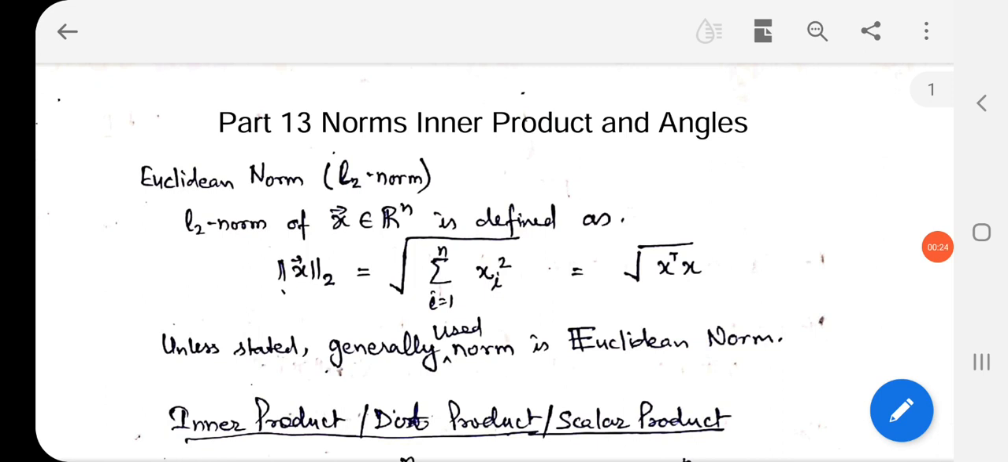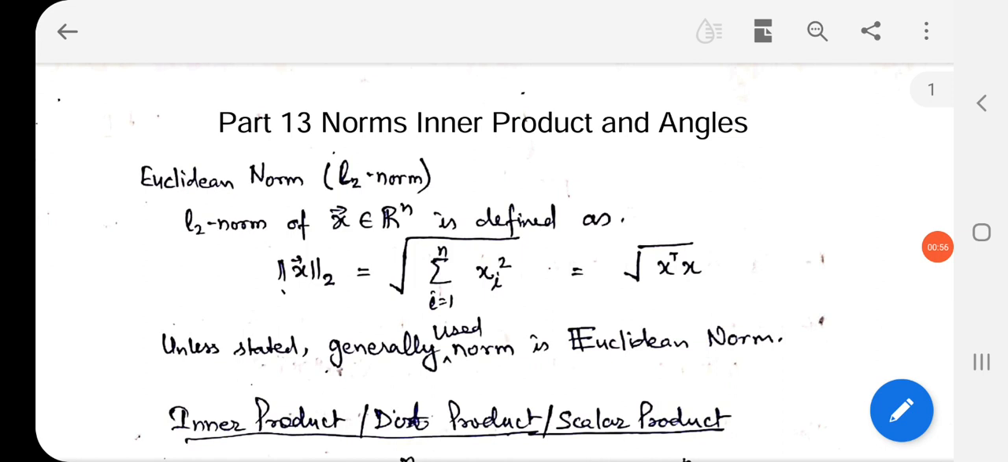Now, in machine learning, there is another concept to identify the similarity between two vectors, which is the angle between two vectors. So we are interested in making a notion of the angle. So what does it mean by angle between two vectors?